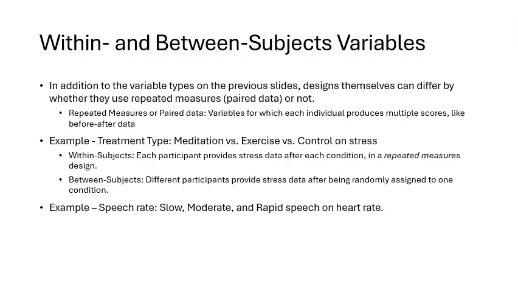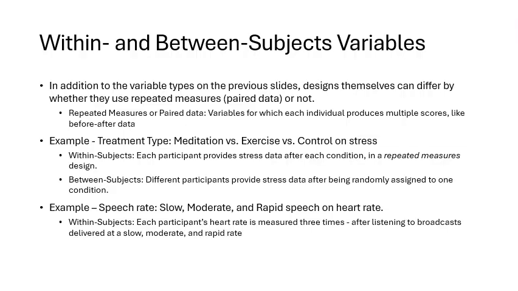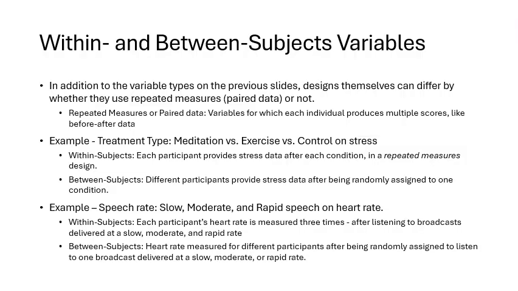Another example, speech rate, slow, moderate, and rapid speech rate on heart rate. In a within subjects design, each participant's heart rate could be measured 3 times after listening to broadcasts delivered at a slow rate, a moderate rate, and a rapid rate. We could also do it as a between subjects design, measuring heart rate for different participants who were randomly assigned to listen to one broadcast delivered at a slow, moderate, or rapid rate.